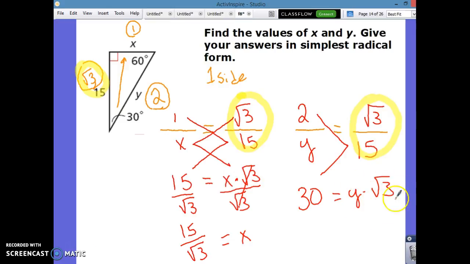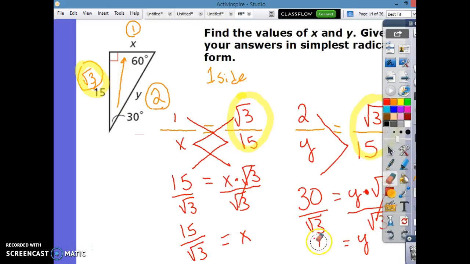Again, we need to get rid of the square root of 3. Divide by the square root of 3. Because we need to undo multiplication. Multiplication between these two will cancel out. We get y equals 30 divided by the square root of 3.